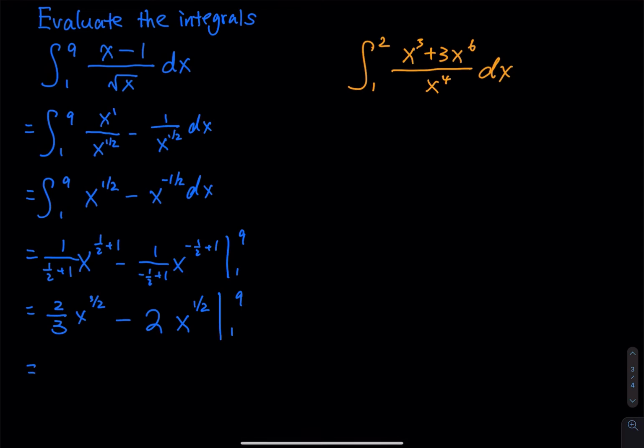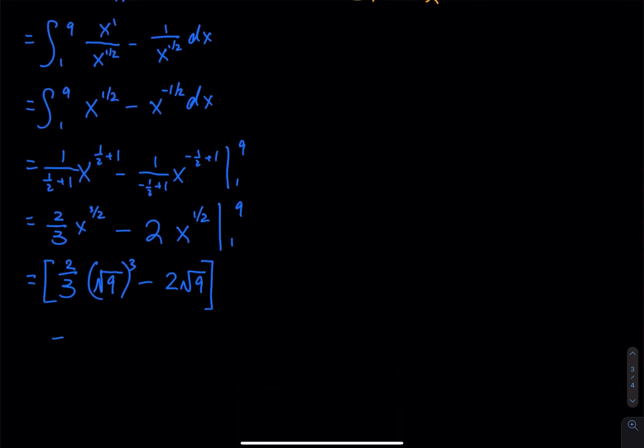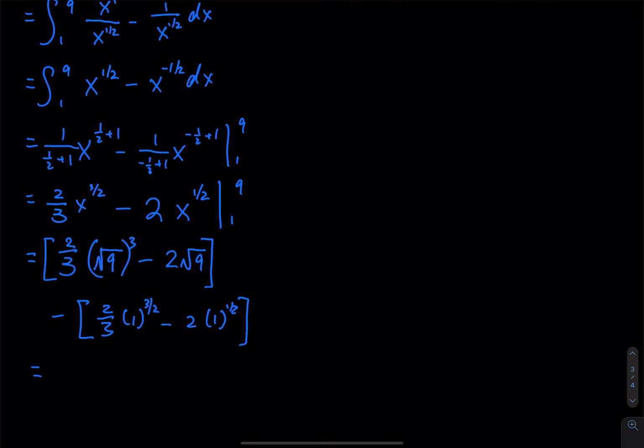First, you plug in the 9, so that is 2 over 3, and then multiply 9 to the 3/2, so that will be the square root of 9, which is 3, and then you take the 3 raised to the 3rd power, minus 2 times the square root of 9. That's the first one, and then you have to subtract, plug in the 1. 1 to any power is 1, so the second step is pretty convenient. So overall, what do we have? If your math is right, you are going to get 40 over 3. So that is the answer of the first integral.